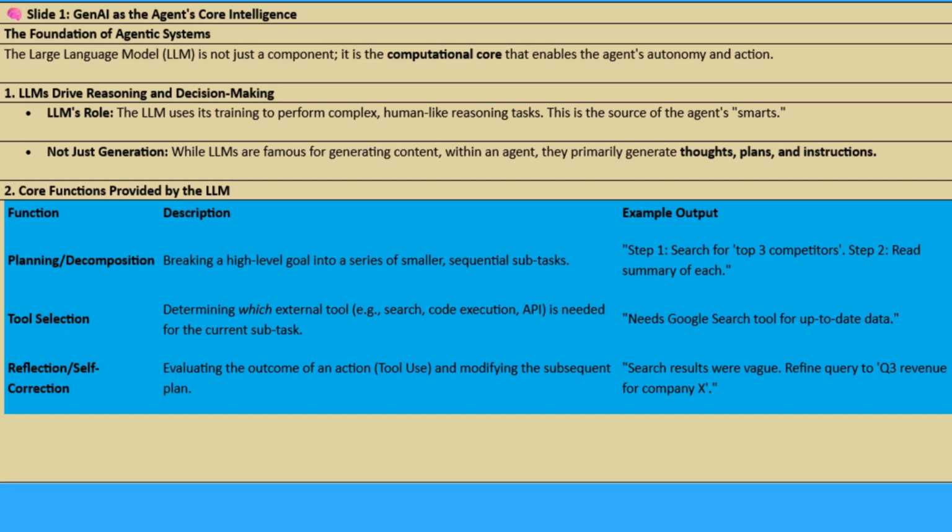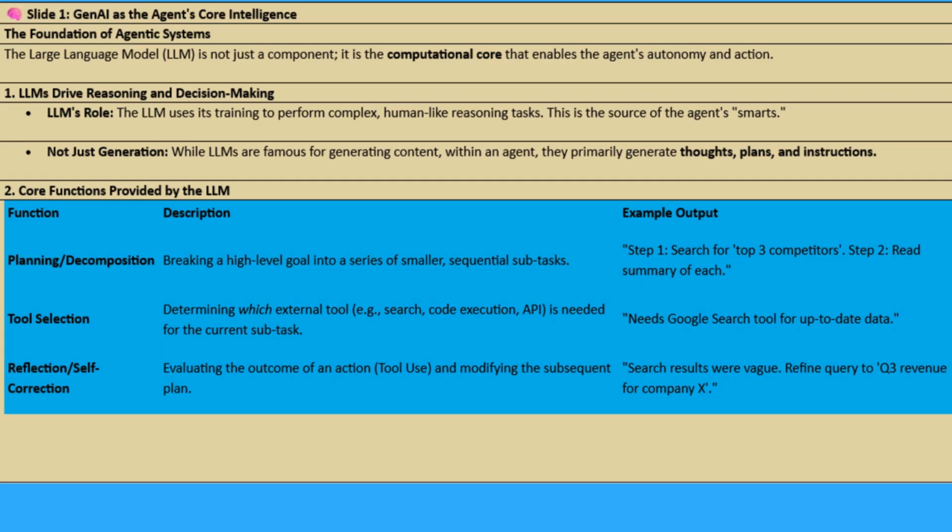First, planning and decomposition. The LLM breaks down high level goals into manageable subtasks, enabling structured execution. Second, tool selection. The LLM intelligently determines which external tools like web search or APIs are needed to complete each step. Third is reflection and self correction. The agent evaluates outcomes and adjusts its strategy dynamically, ensuring continuous improvement. These capabilities transform the LLM from a passive responder into an active problem solver, capable of navigating complex workflows.